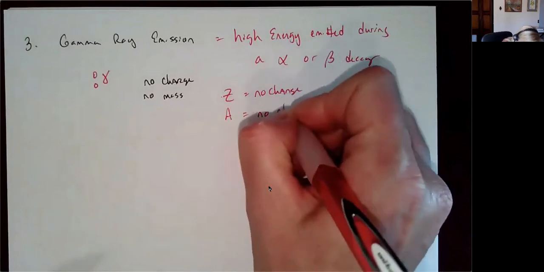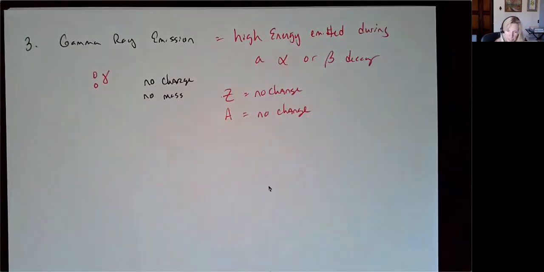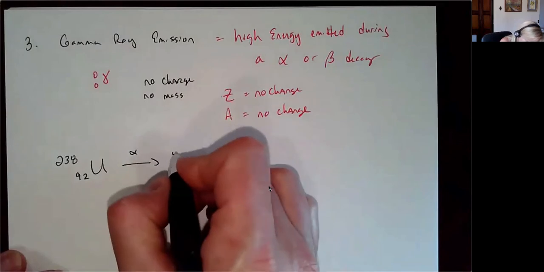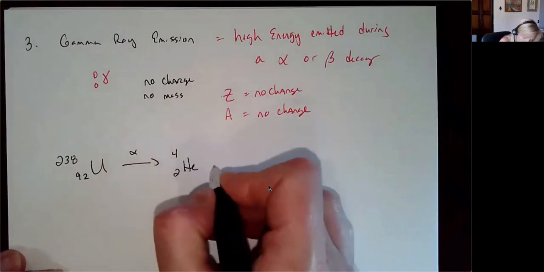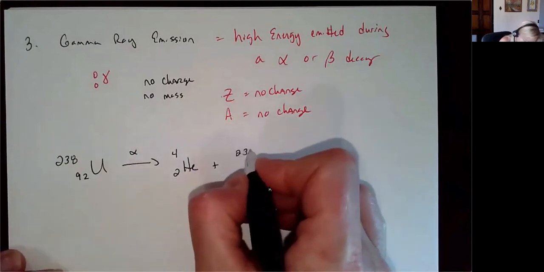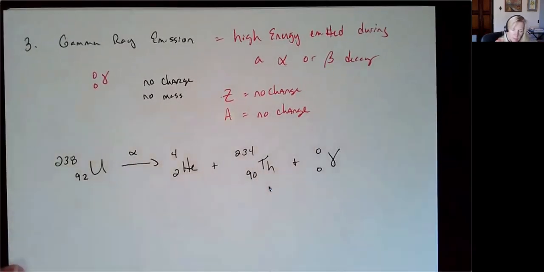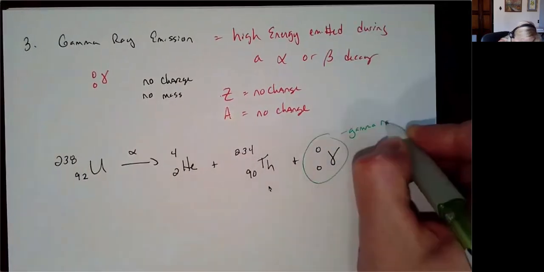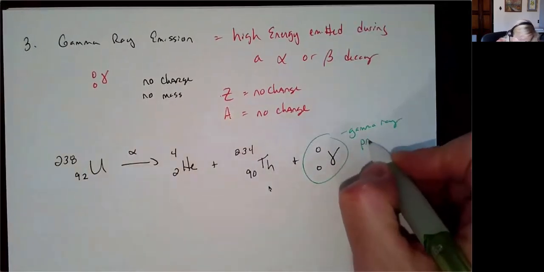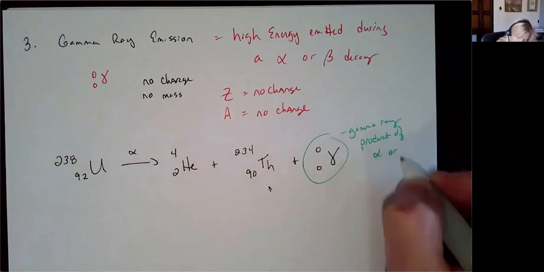and there's no change in my mass number. Let's go back to uranium-238. We said that our alpha particle here is helium, and then we're going to produce 234, and I'm also going to have this gamma that could come out. So this is my gamma ray that's also a product of alpha or beta decay.